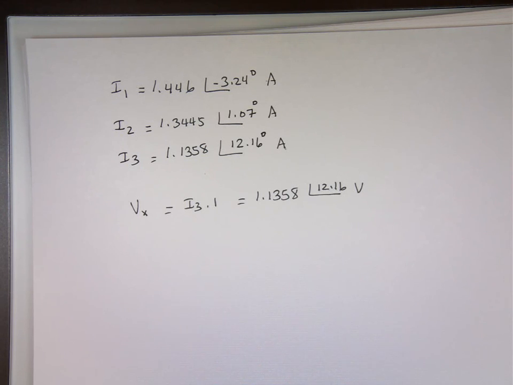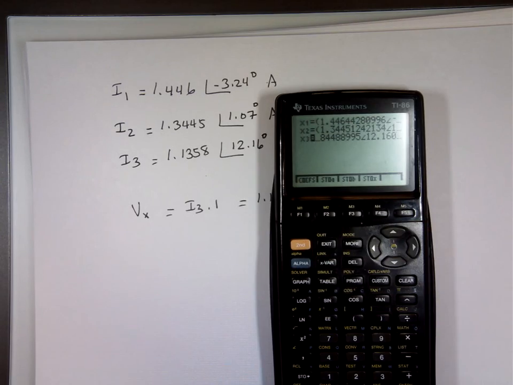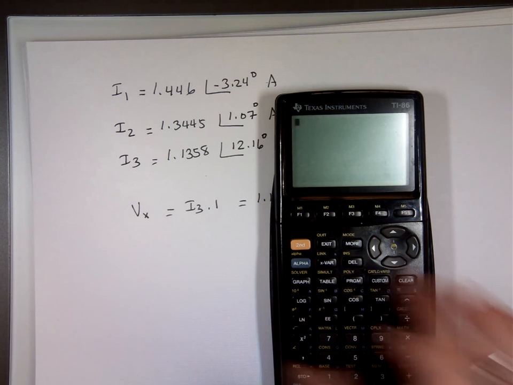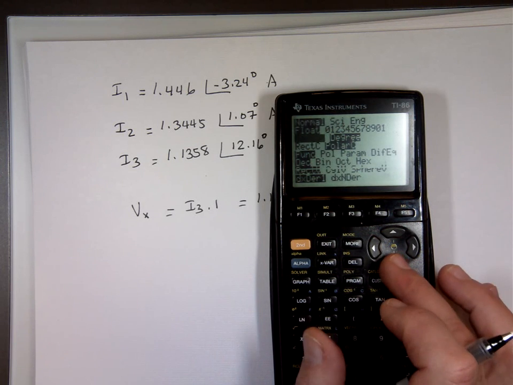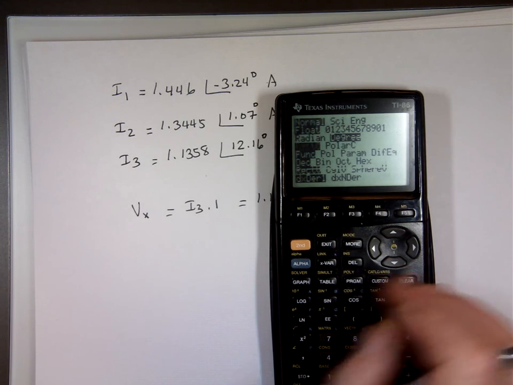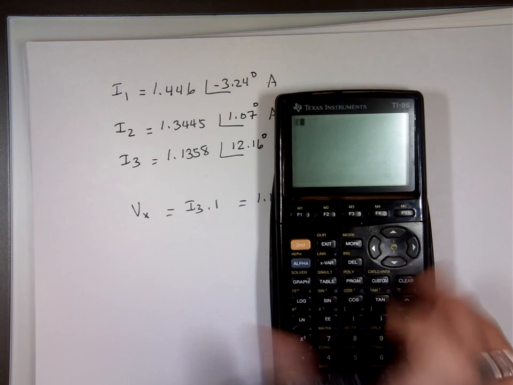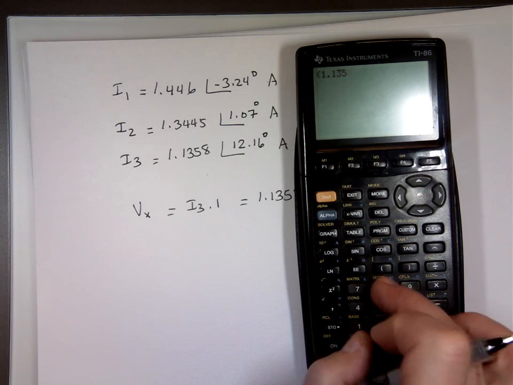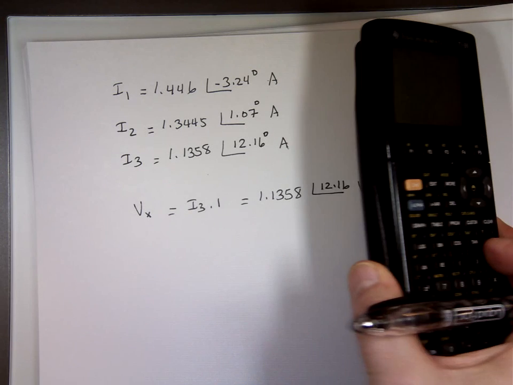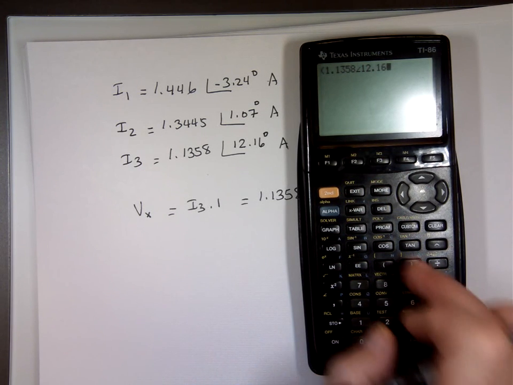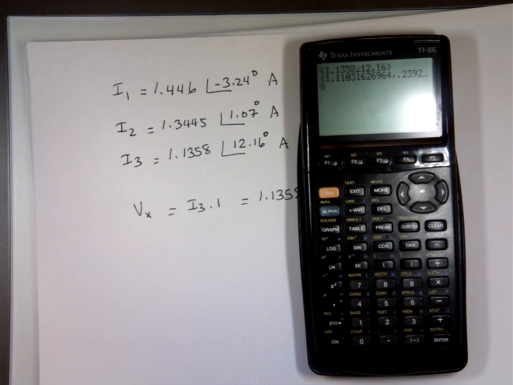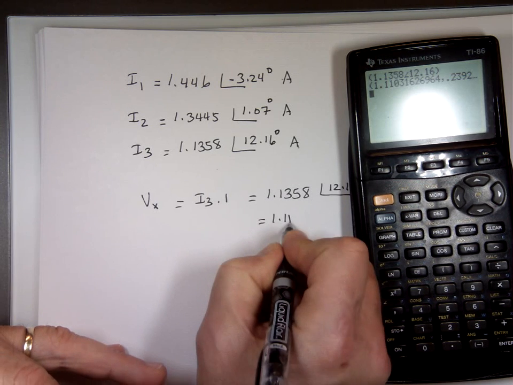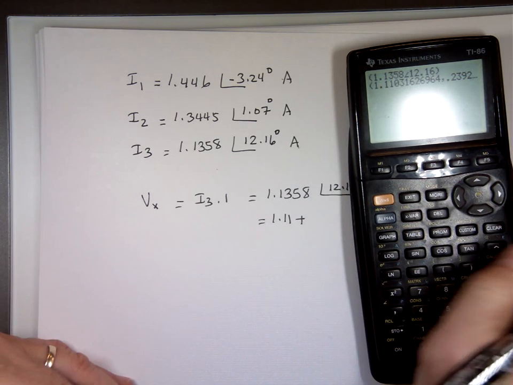Well, if you want to put them in rectangular, here we go. You take your calculator, exit, you go to mode, and you say, I want a rectangular. If that makes you feel better, Joe, we'll put it there. Let me write that: 1.1358, angle, what? 12.16, right? Hit enter. And that's in rectangular mode now. 1.11 plus, because that's a positive value, the J is what? 0.239.